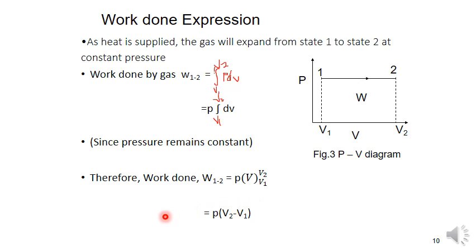The amount of work done in terms of pressure is P into V2 minus V1, where the pressure is constant, and the process is also called an isobaric process.